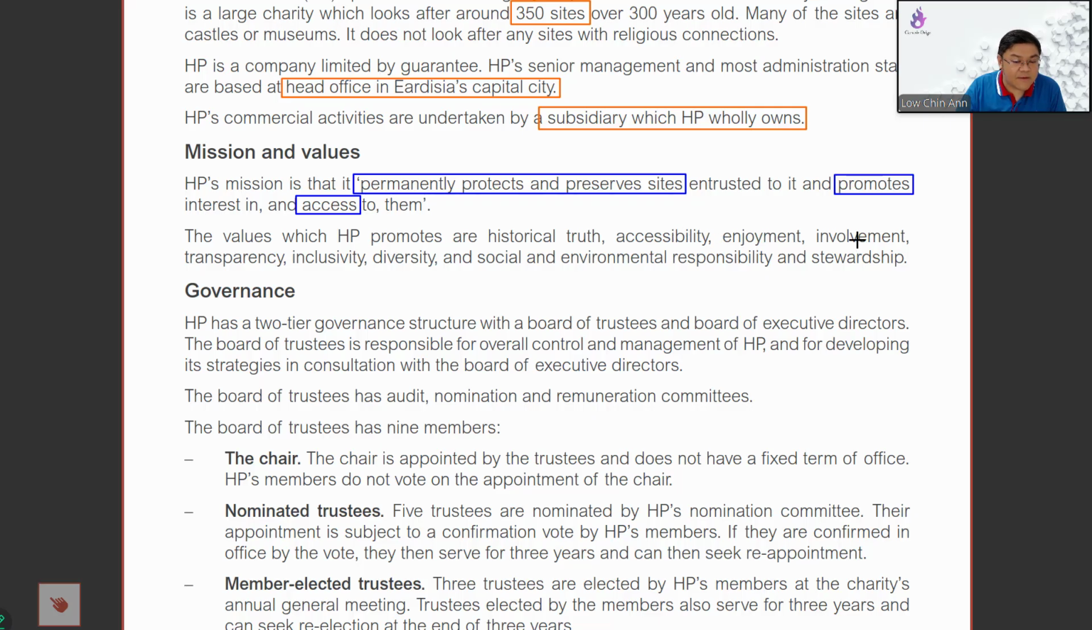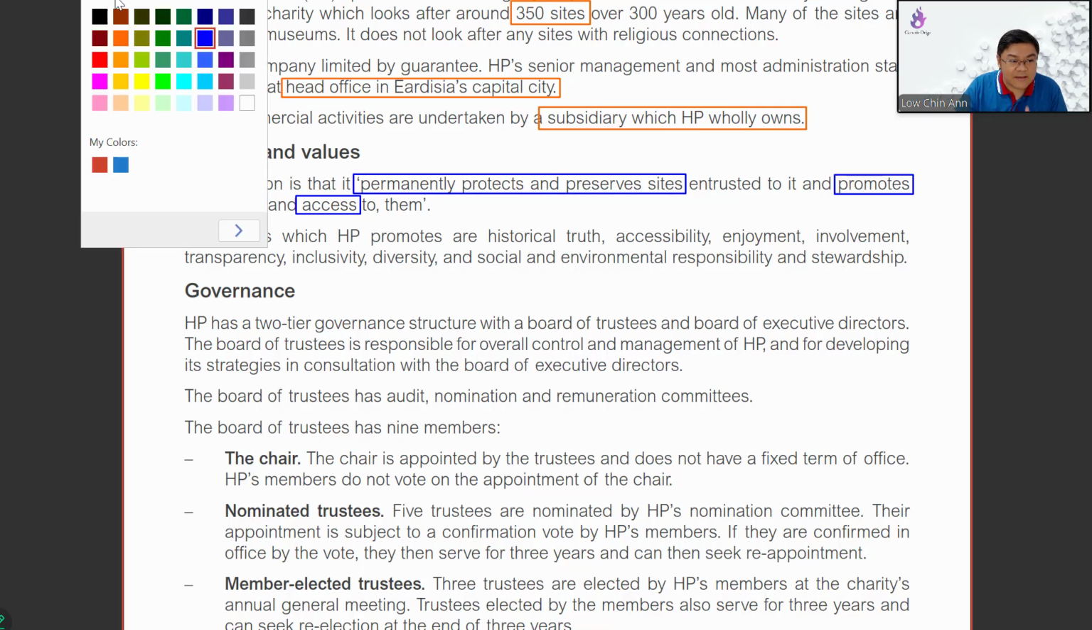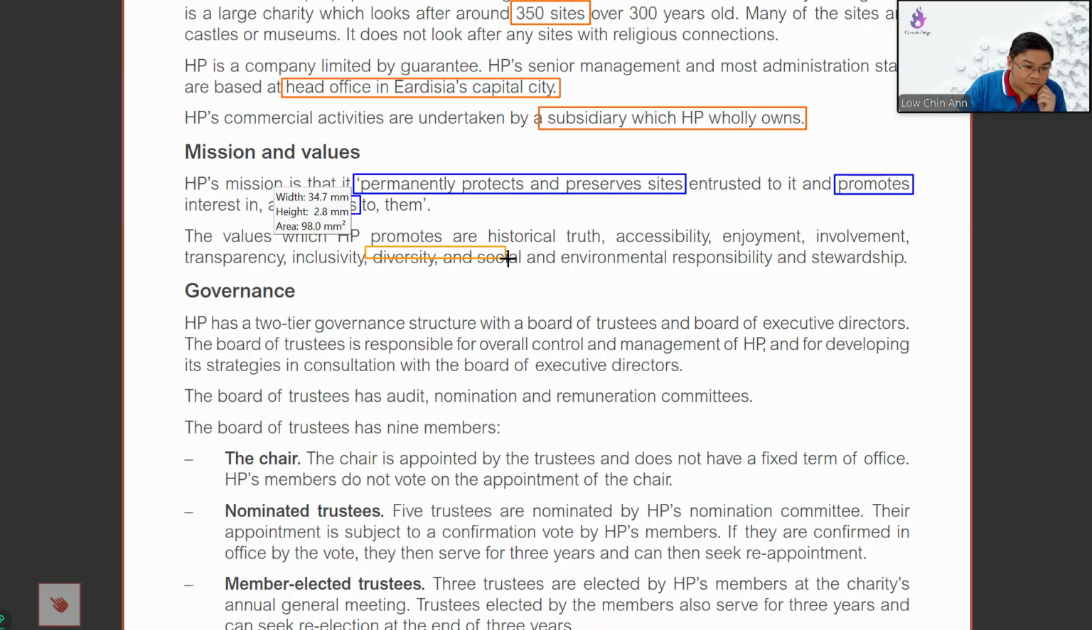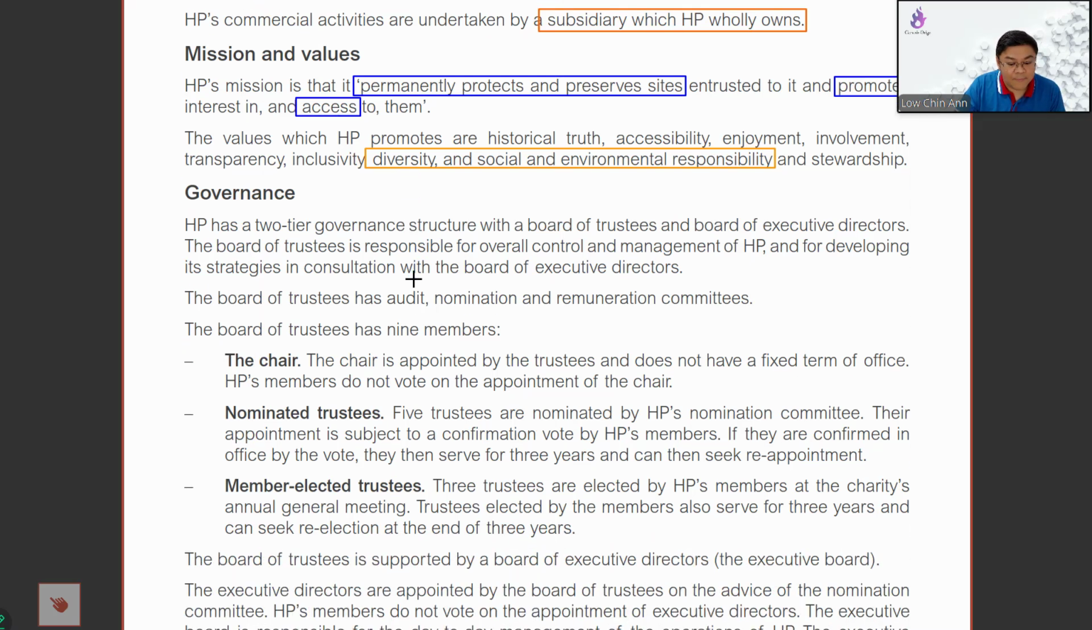accessibility, enjoyment, involvement, transparency, inclusivity, diversity, social and environmental responsibility, and stewardship. So there are a lot of values that basically allow us to discuss ESG, right? When you want to talk about a diversity policy, it's a social aspect. How do you make sure that you use different kinds of volunteers, not just a particular race? How do you make sure that the contents are in multiple languages and not in one particular language, you know, that kind of thing.